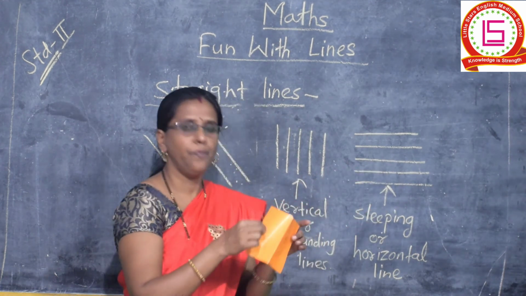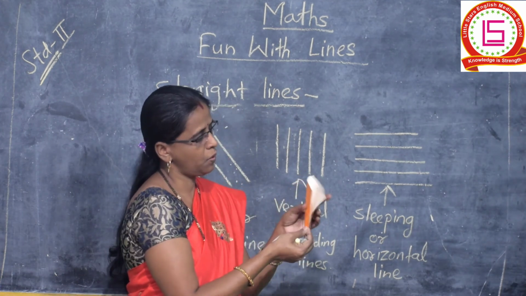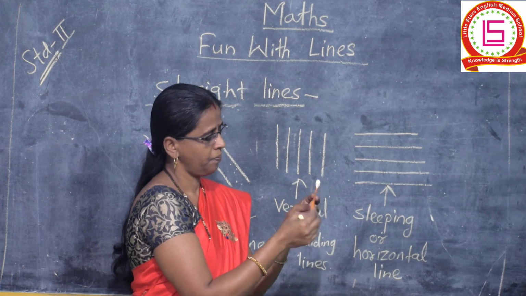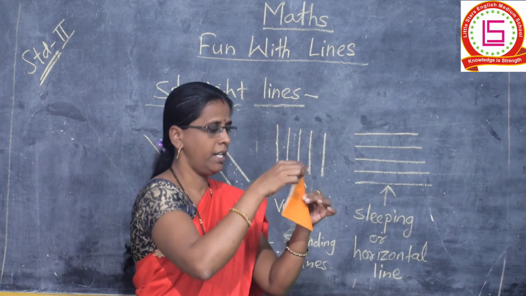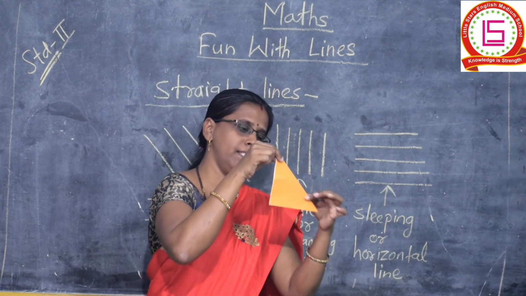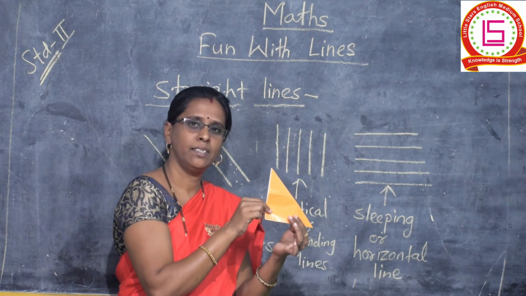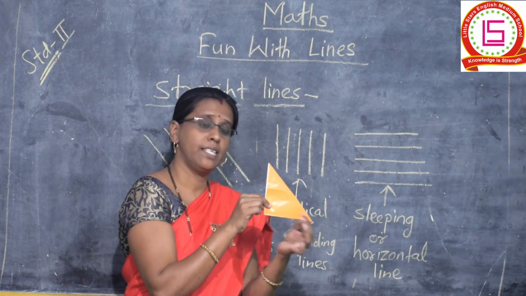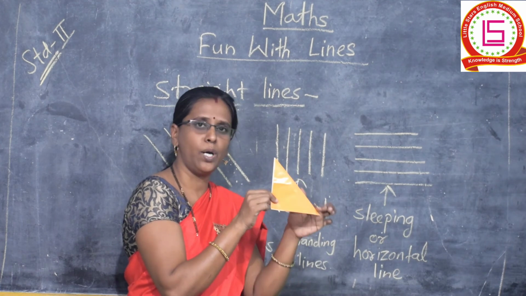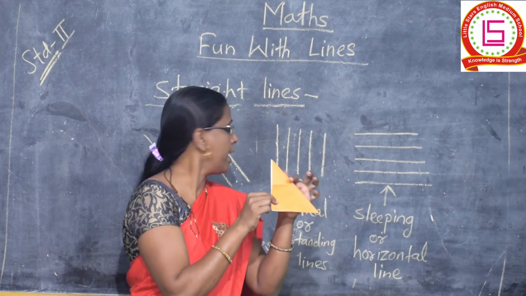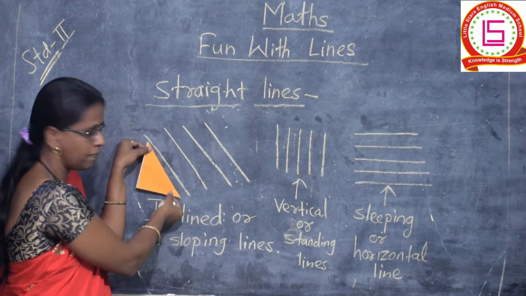Then see, if we fold this paper in the cross, like this, which type of line do we get? See here, this is an inclined or sloping line.